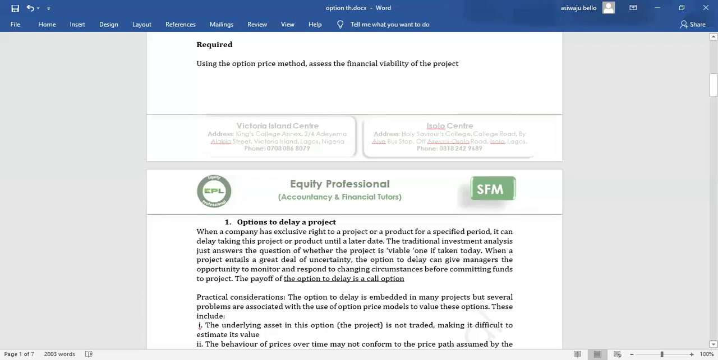And option to delay is treated as a call option. It is not mandatory to commence the project in year 0. We can delay the project for some years with a view to reducing our risk and improving the project's profitability. This is the principle of option to delay. An option to delay is treated as a call option.